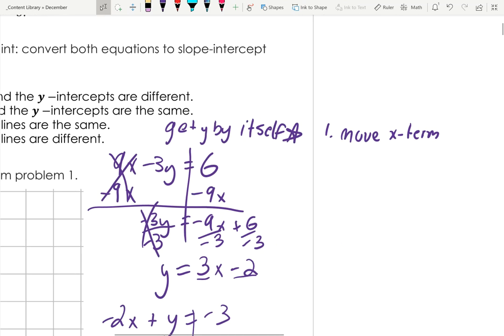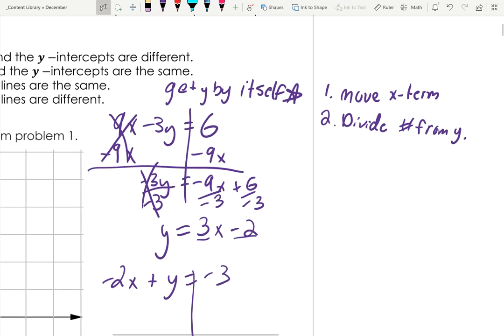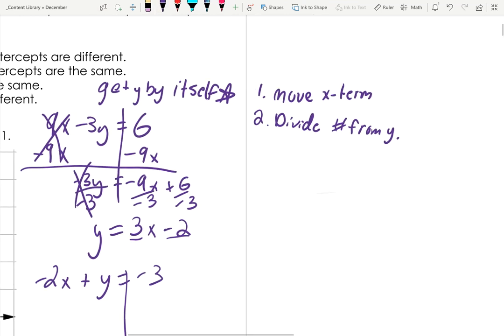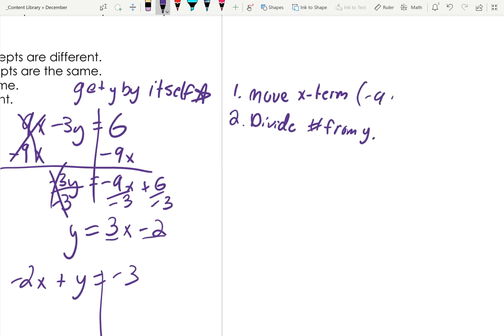Step 1 was move x term, and then step 2 was divide the number from y. That was step 2. When I say that, I'm talking about the dividing by negative 3 in that problem. So the first one was the minus 9x. Second one was divide by the negative 3.